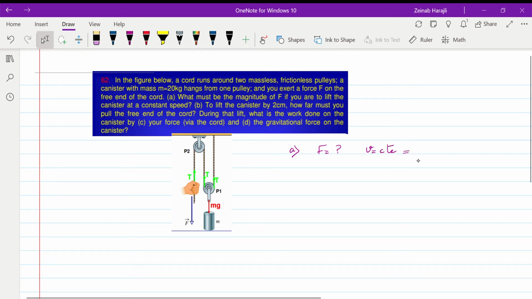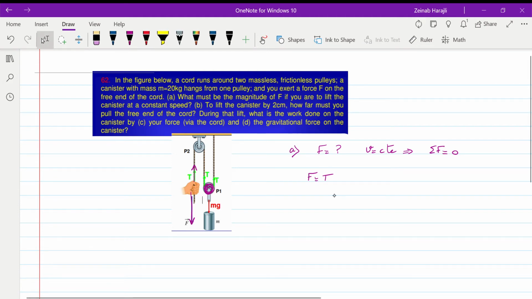If the speed is constant, we know that the sum of forces should be zero. And if we look at the forces we have here, the force F is applied downwards on the rope on this side, and opposing it is the tension. So we know that F is equal to this tension. Now, we can find this tension by studying the forces right here on this pulley.